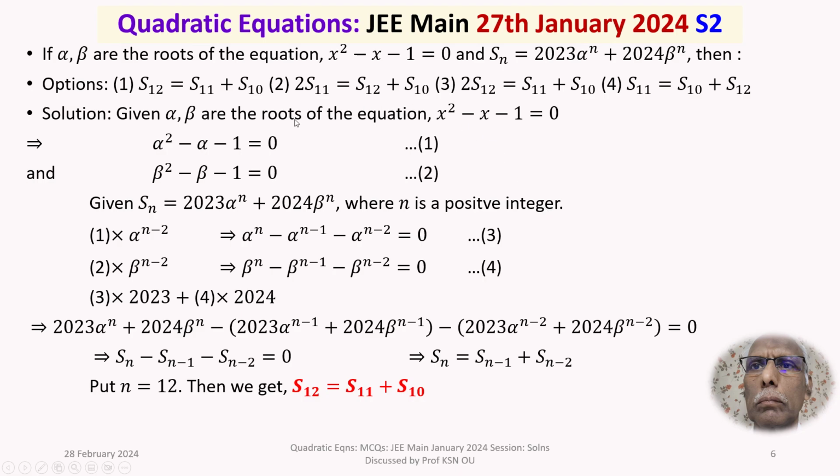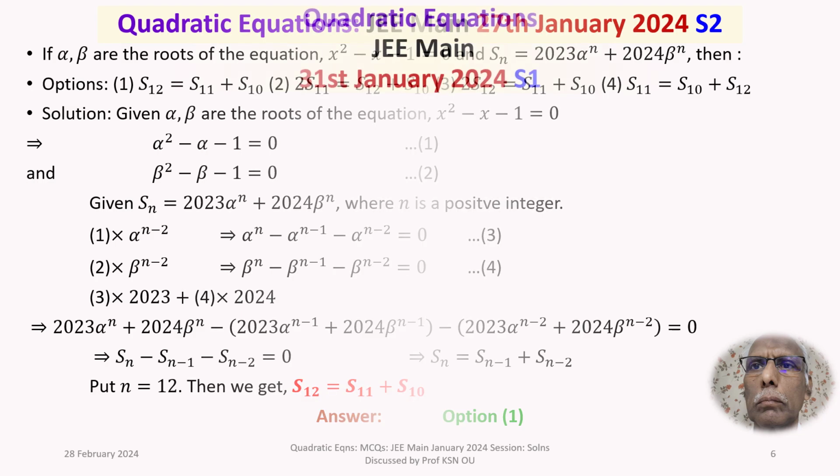Let's look at our options. Our option 1 is precisely this one. So therefore, the answer to this question is option 1. So that is the detailed discussion of the solution of the given problem from the section quadratic equations. And I am sure that you have understood the solution of this problem, and we move to the next problem.